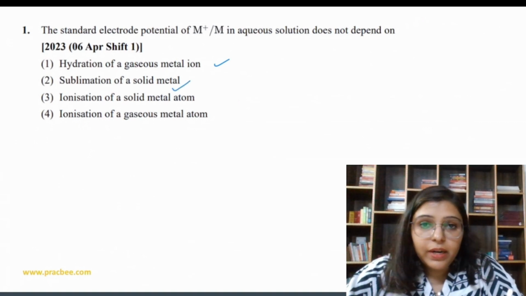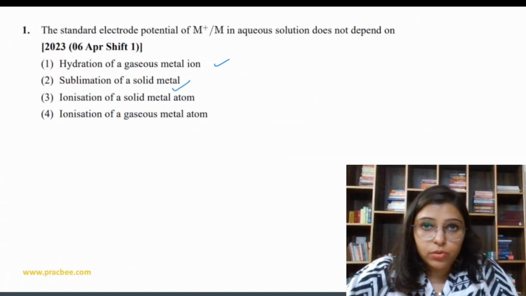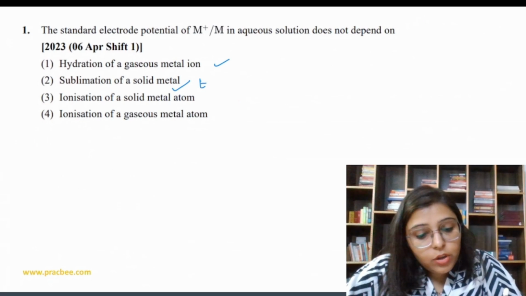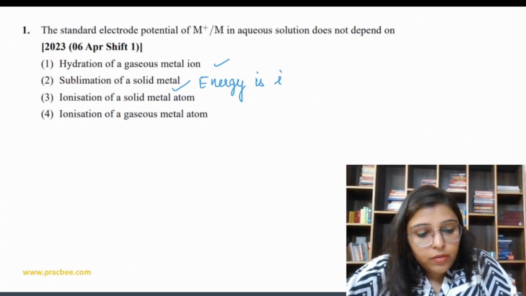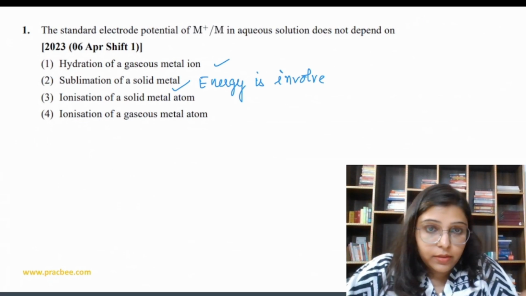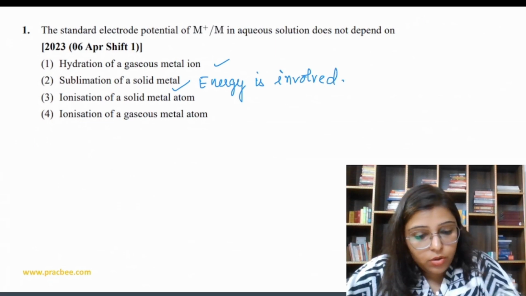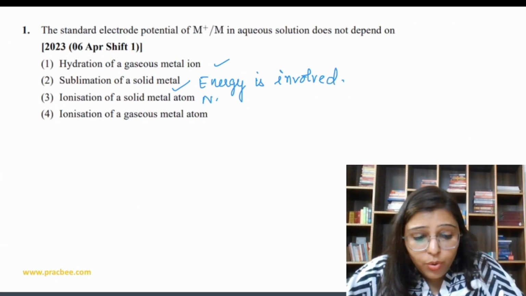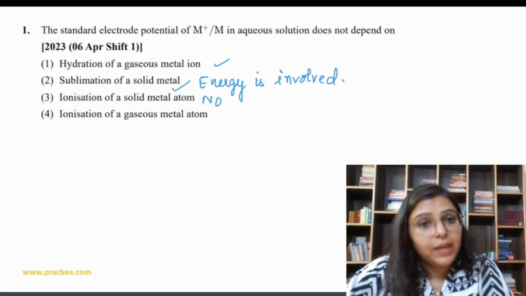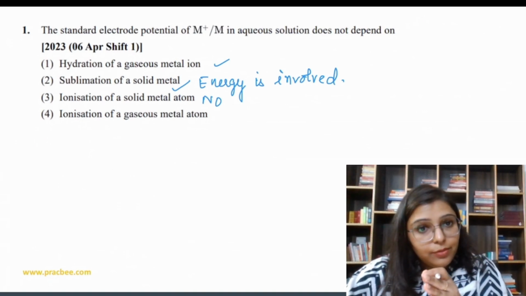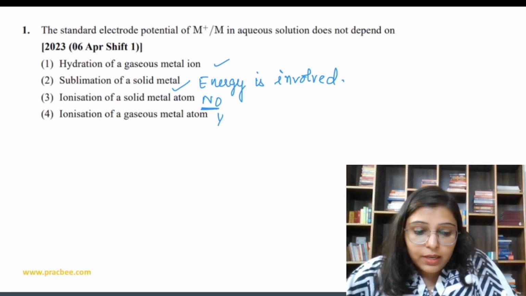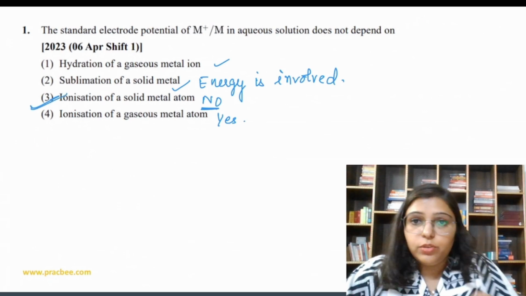Now sublimation of solid metal. Yes, the standard electrode potential also depends on sublimation of solid metal, because energy is involved. If energy is involved, then electrode potential depends on it. Ionization of solid metal, no, because if we talk about ionization, it means we have to remove the electron from the metal in the gaseous state, not from the metal in the solid state. So here it is no. And ionization of a gaseous metal ion, so yes. Okay, so the answer is going to be 3.